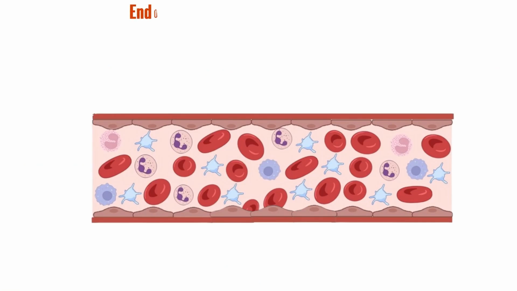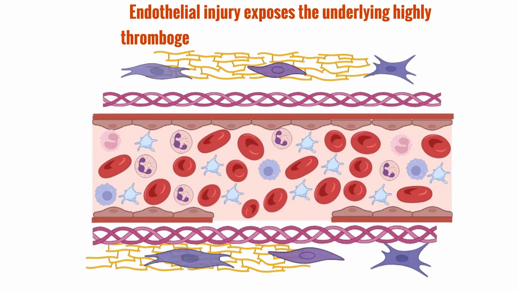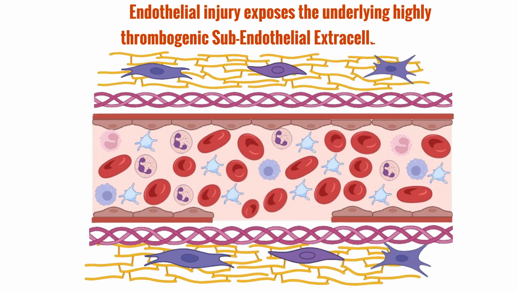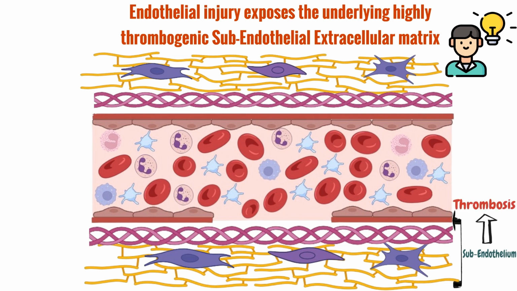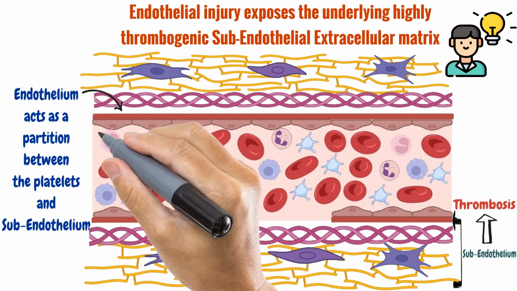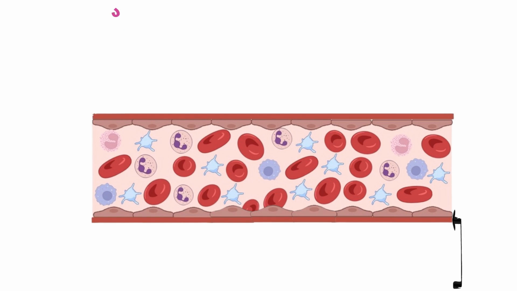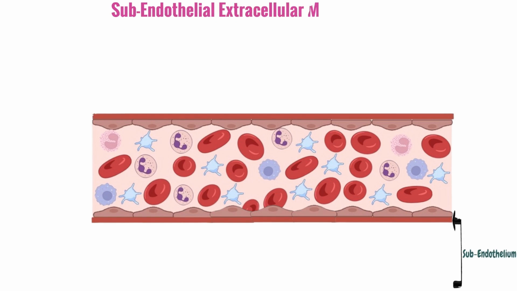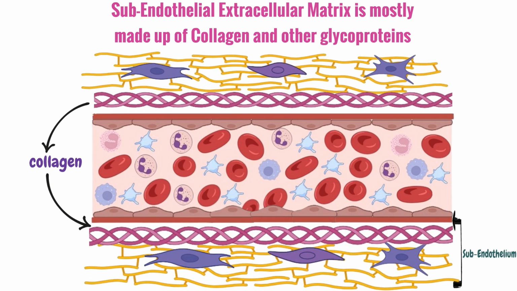So, endothelial injury exposes the underlying highly thrombogenic subendothelial extracellular matrix. Remember what I said earlier? Subendothelium promotes thrombosis, but endothelium acts as a partition between the platelets and subendothelium. That's what makes the endothelium thromboresistant. This subendothelial extracellular matrix is mostly made up of collagen and other glycoproteins.